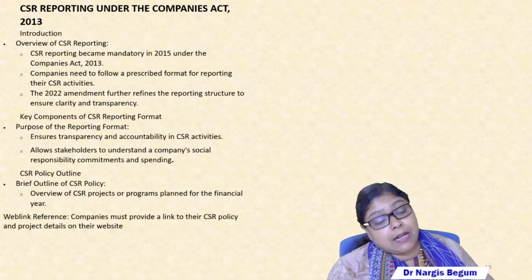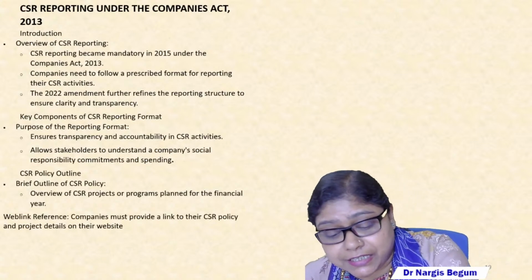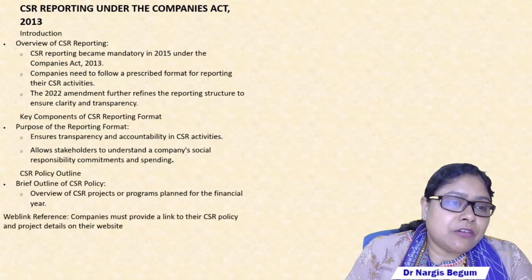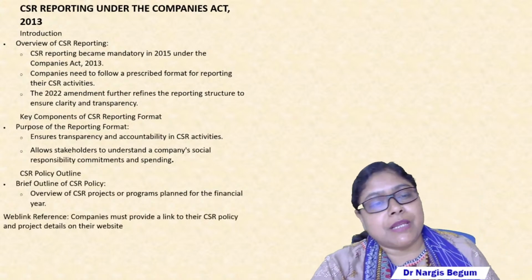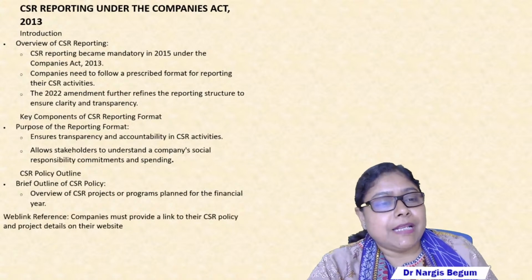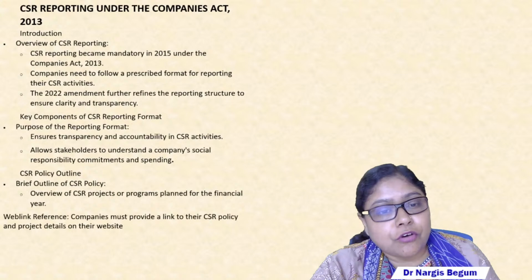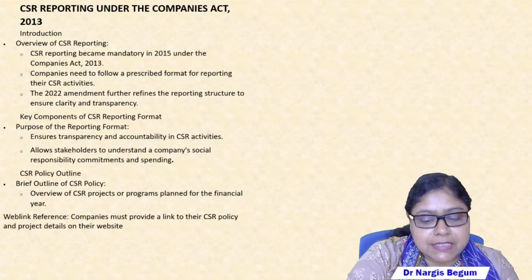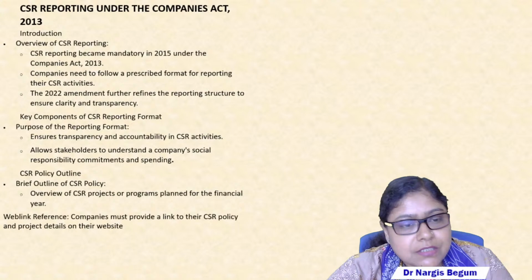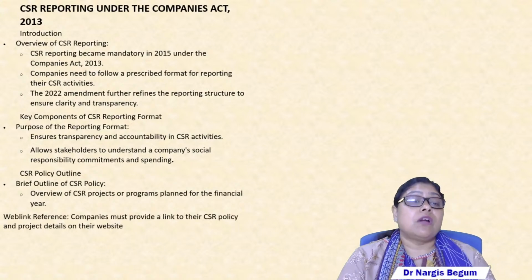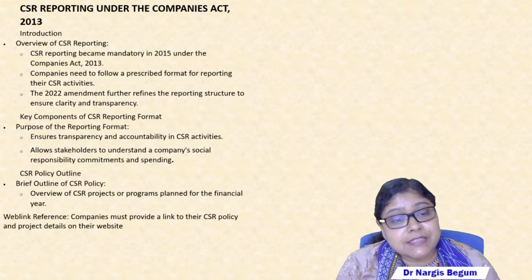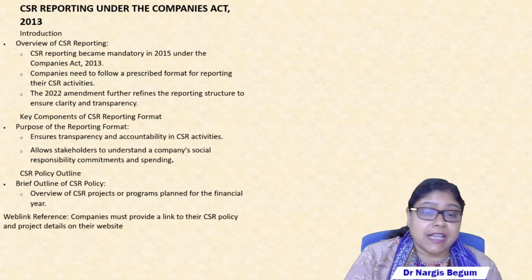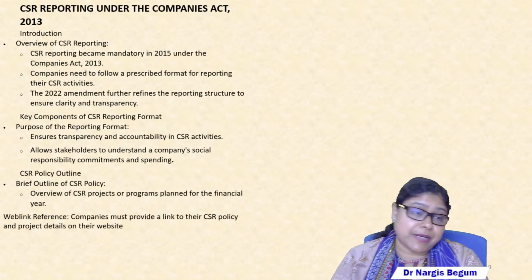Now coming to the CSR reporting according to the Act, that is the Companies Act 2013. Now Companies Act 2013 is very, very important. Now when we are talking about this, we discussed that CSR reporting became mandatory in 2015 under the Companies Act 2013. Now companies need to follow a format for reporting their CSR activities. There are different important key components of the CSR reporting format. One is what is the purpose of the reporting format. That is, we need to ensure there is transparency and accountability in the CSR activities undertaken. It allows the stakeholders to understand a company's social responsibility commitment and its spend.